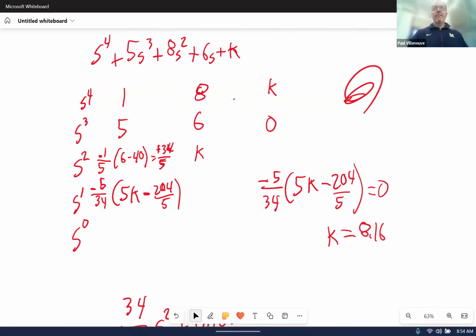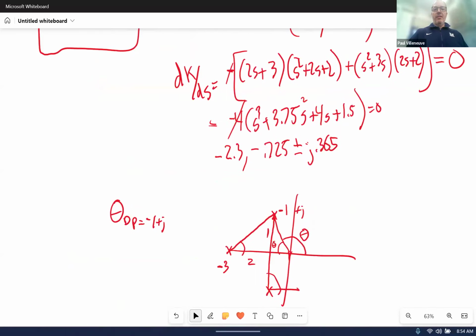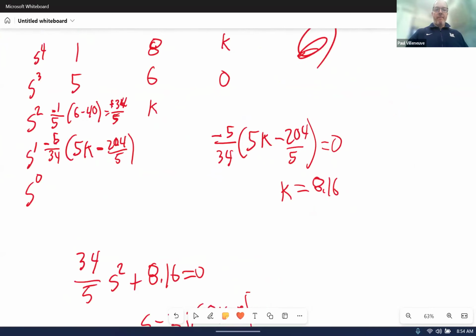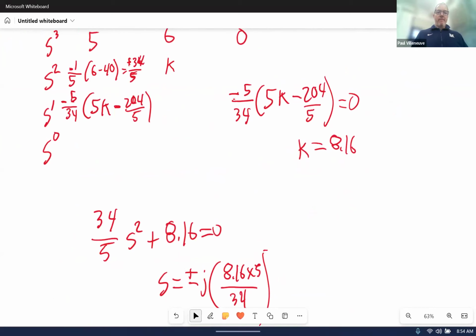8.16 is the root. No, none of the auxiliary equation, you put s squared. No s. That's the idea of an auxiliary equation. Remember, it starts in row s squared, so that's the s squared coefficient. Then you skip a coefficient, so you skip the s to the 1 coefficient, which doesn't exist. And then you move to the s to the 0 coefficient, which is K.